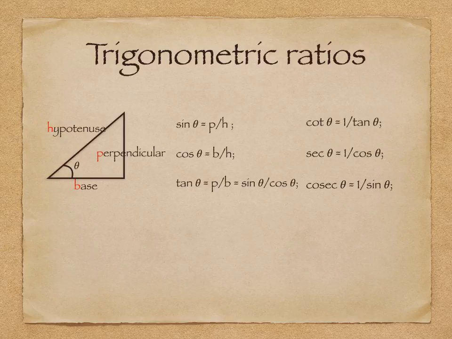Given that there are 3 sides, there are 6 possible ratios. The other ratios are cotangent or cot, which is the reciprocal or multiplicative inverse of tan. The reciprocal of cosine is secant or sec theta. The reciprocal of sine is cosecant or cosec theta.